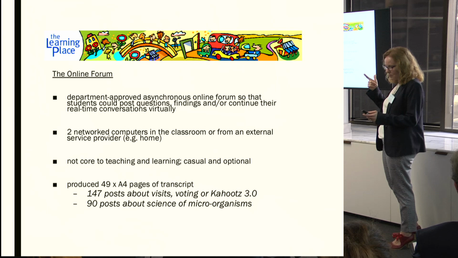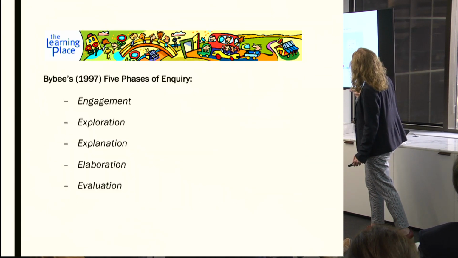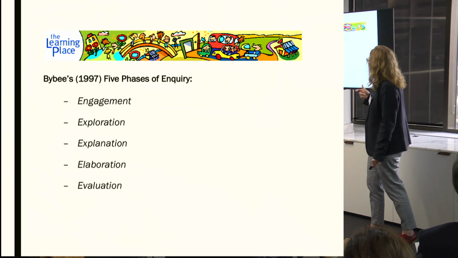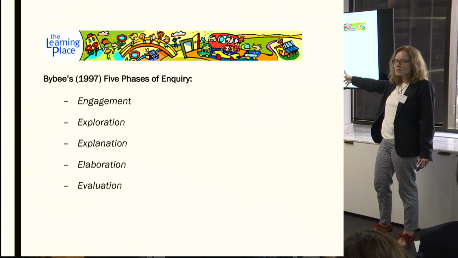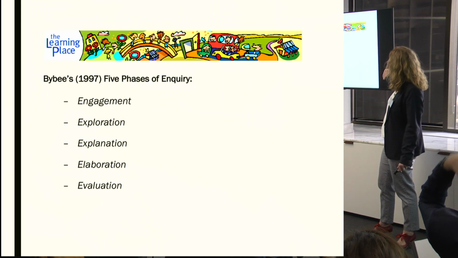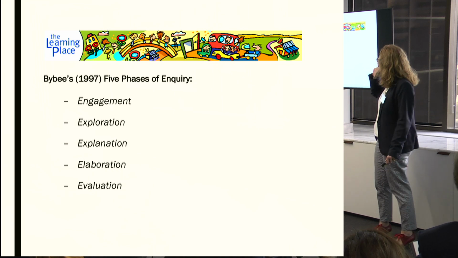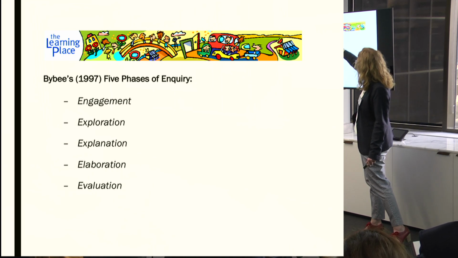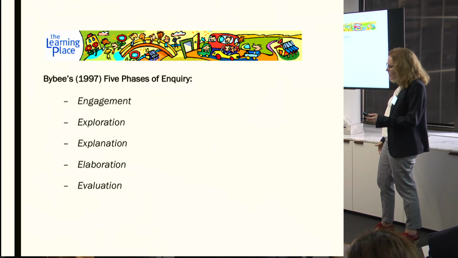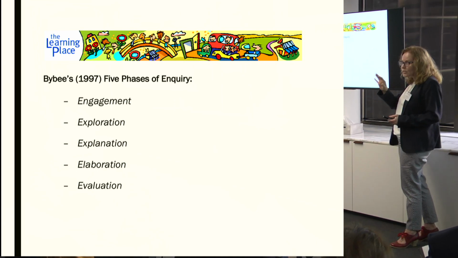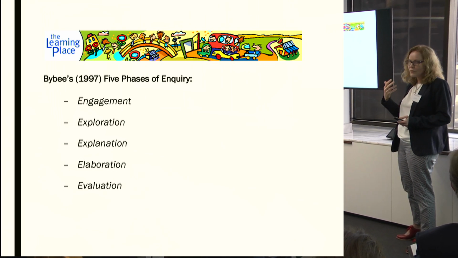I think that's important. So what I did, being the researcher that I am, was that I was really interested in what sort of knowledges were being transferred through their science blogging. So I went back to Bybee's 5 phases of inquiry, which is what Primary Connections was built on. And you probably know it really well: engagement, exploration, explanation, elaboration, and evaluation. And I mapped each of the children's posts to see what sort of scientific knowledge they were playing with here.